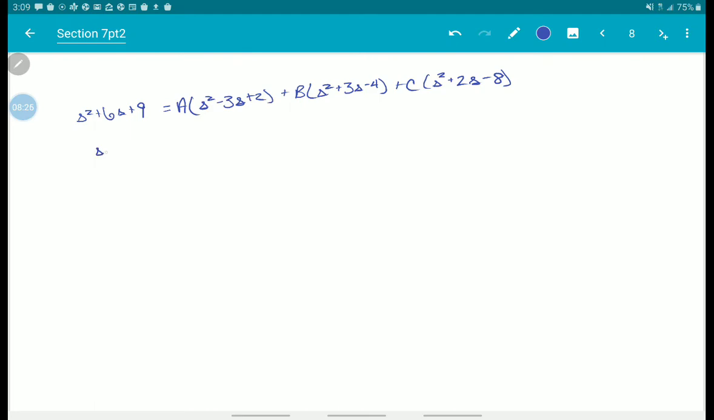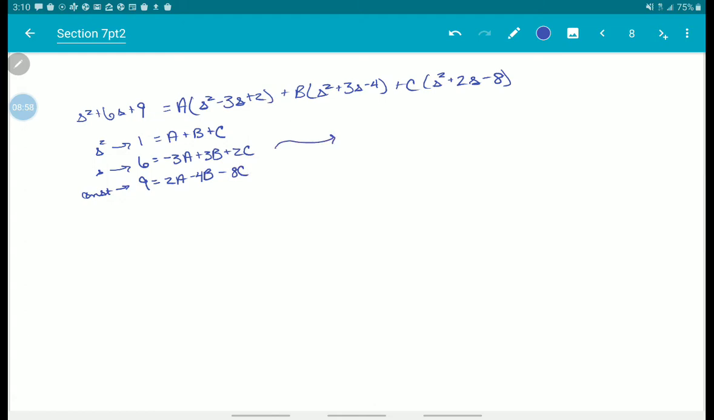So to build our system of equations, we're going to compare some coefficients on the left and on the right. We have a 1 s squared on the left. That's going to be equal to a plus b plus c. I have 6 on the left in front of s. It's going to be equal to negative 3a plus 3b plus 2c. And then 9 on the left is equal to 2a minus 4b minus 8c.